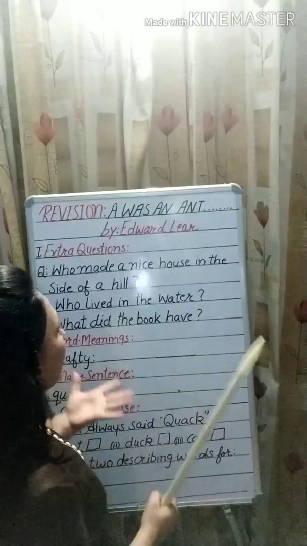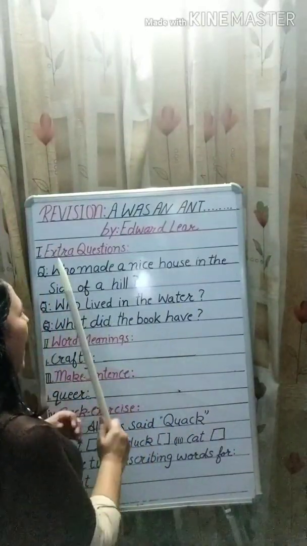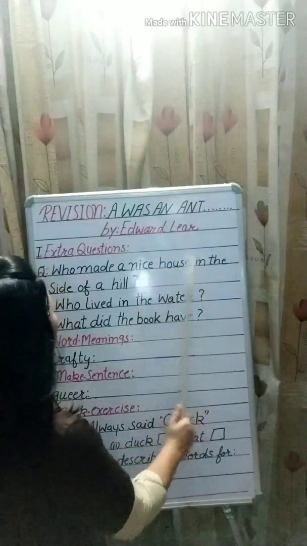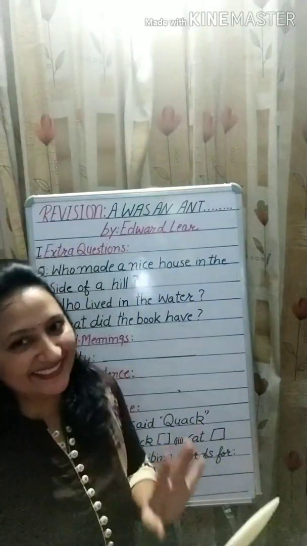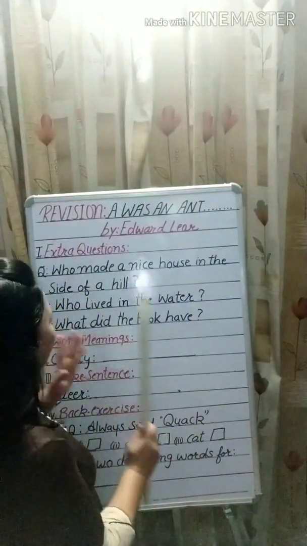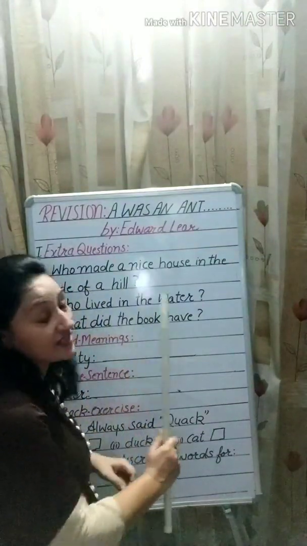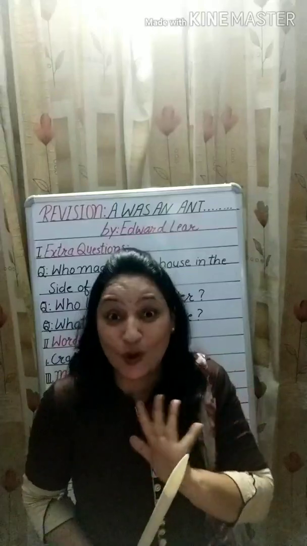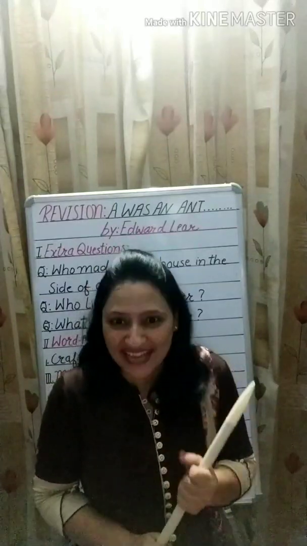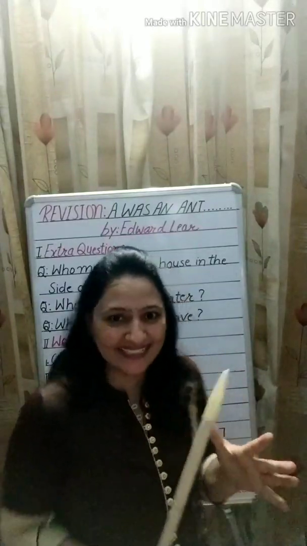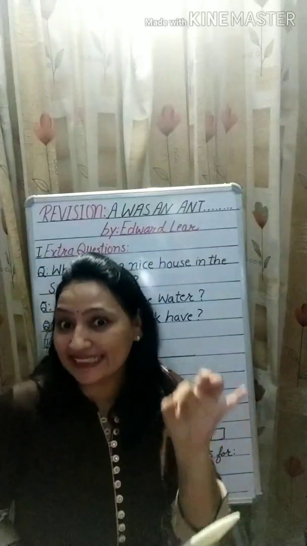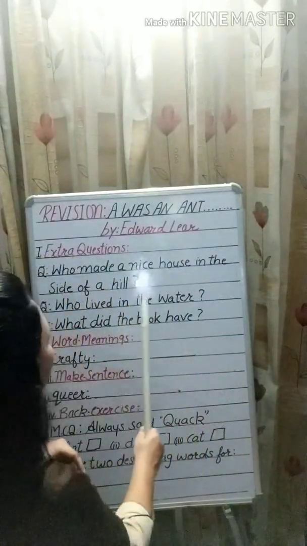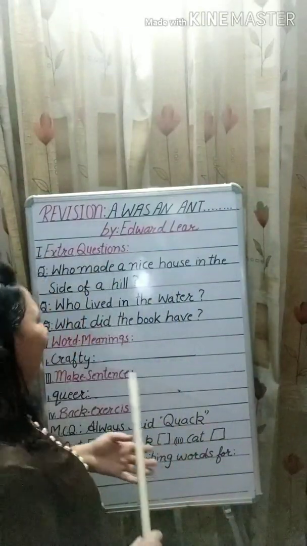So how to write the answer? A was an ant who made a nice house in the side of a hill. Is it clear? Now let us do the second one. Who lived in water? I'm going to give you a clue. Who always said quack? Hurry up. Yes, it is duck. English letter D, according to the poet, who was a duck, lived in the water.